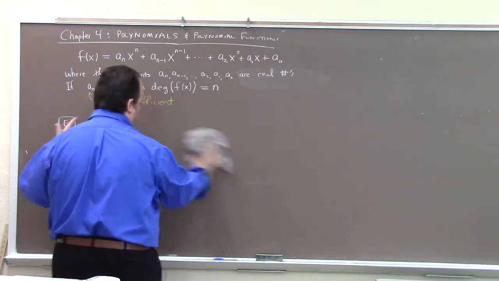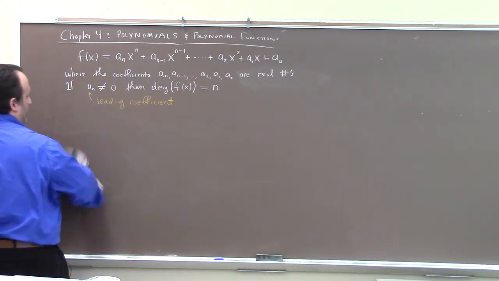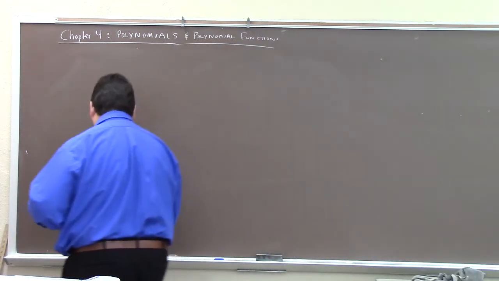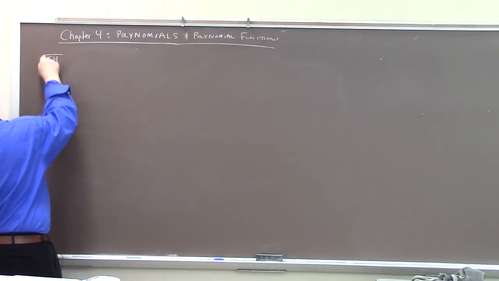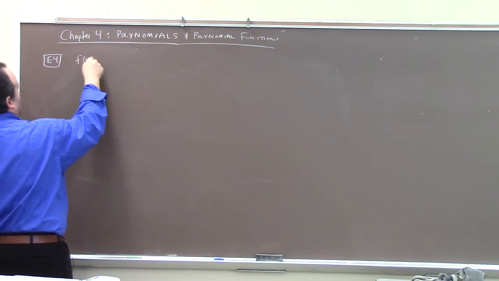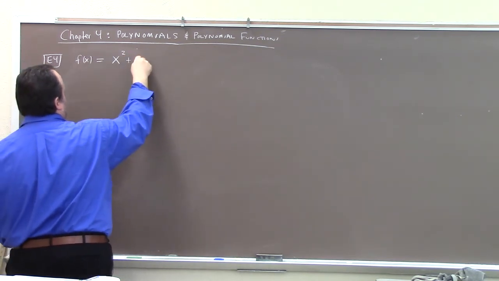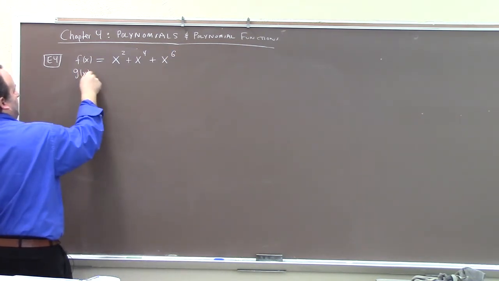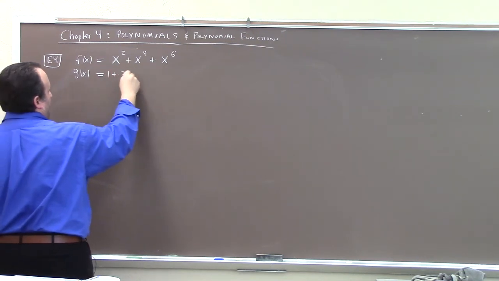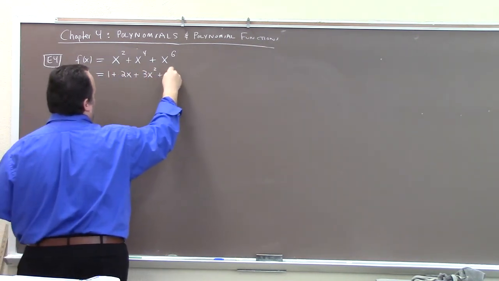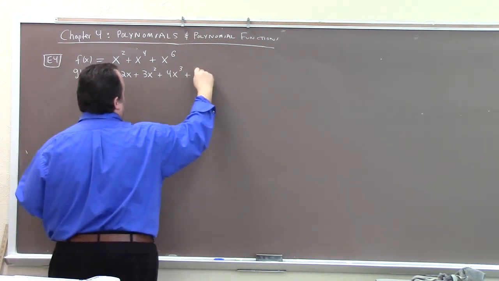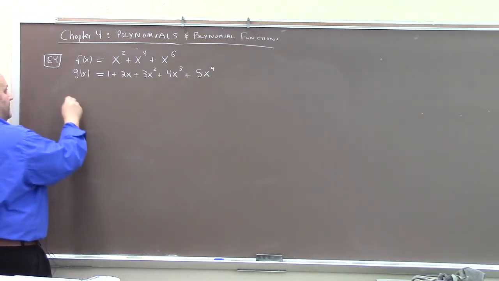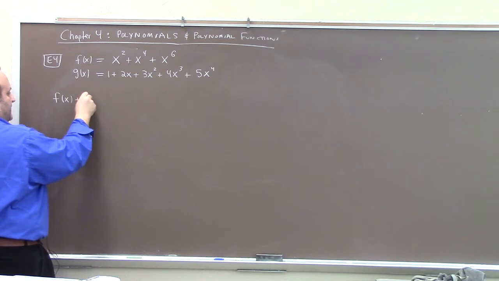By the way, example 1 is our first example of a quadratic polynomial, I suppose, in this chapter. Example 4: suppose we had f of x is x squared plus x to the 4th plus x to the 6th, and g of x is 1 plus 2x plus 3x squared plus 4x cubed plus 5x to the 4th. All right, what would f of x plus g of x be equal to?